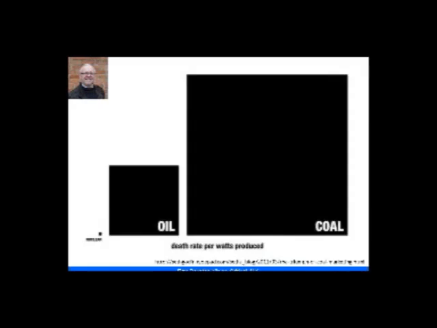And I'm going to show you an exception in a moment to that sort of rule, but it's a very good rule for most of the time. And here is an example of one of his slides that shows a story. It's talking about the death rate per watts produced. Very small number for nuclear, bigger for oil, massive for coal.